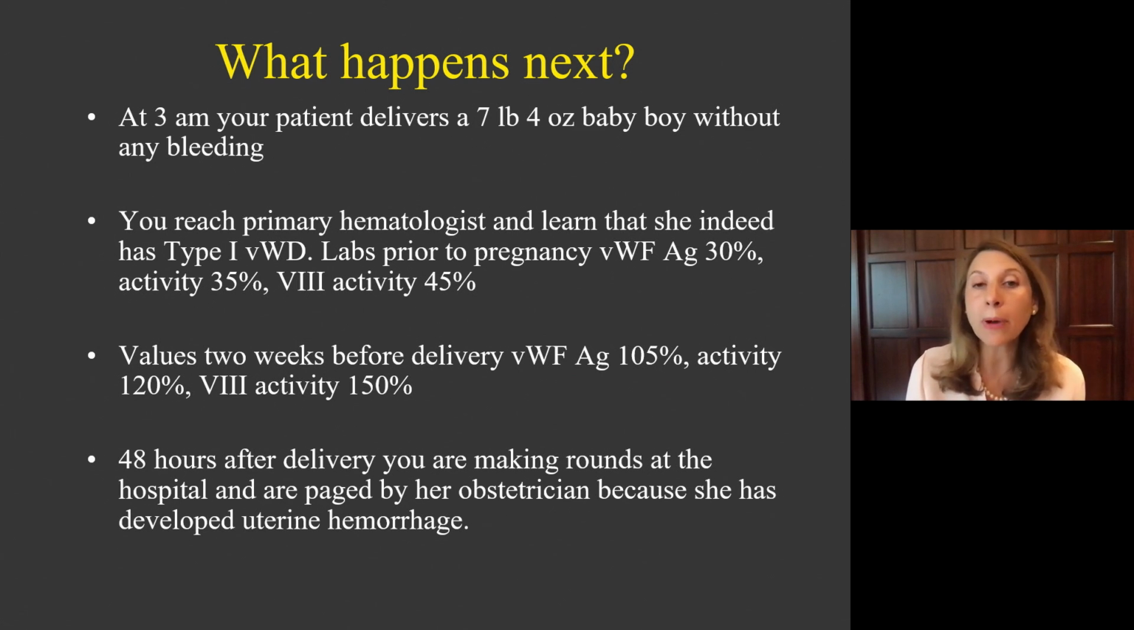Labs prior to pregnancy were mildly low, with a von Willebrand factor antigen of 30, activity of 35%, and factor VIII level of 45%. The patient had actually seen her obstetrician a few weeks before this, and her values 2 weeks prior to this delivery were an antigen of 105, activity of 120, and factor VIII activity of 150. So as you can see, with estrogen, her levels have increased.